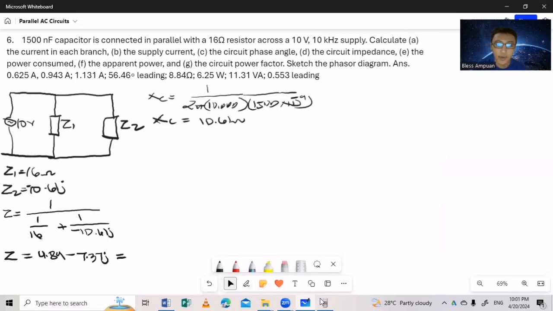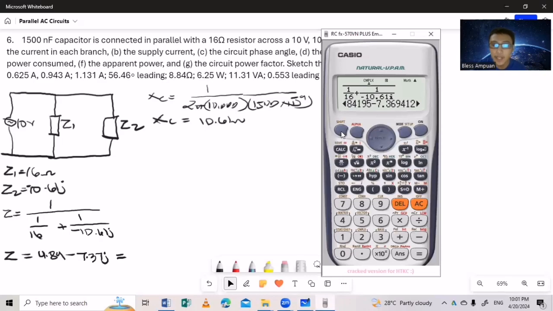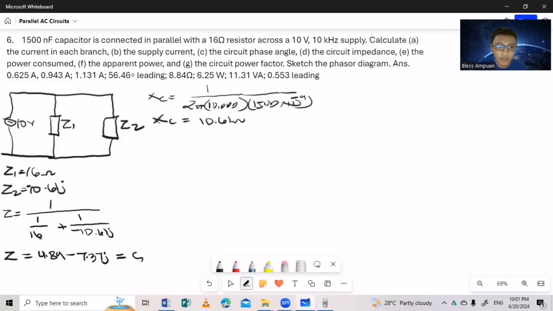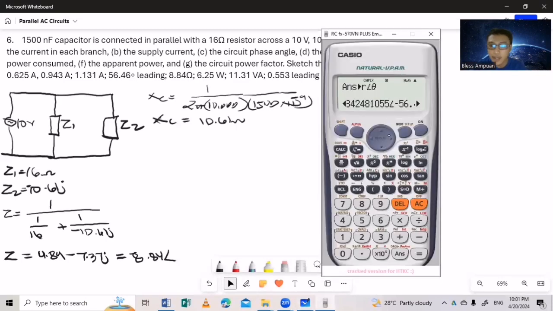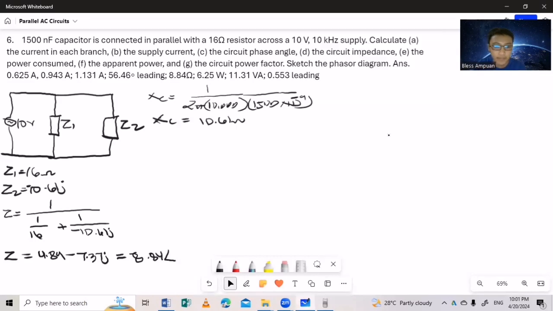So our total impedance now is here. This is in rectangular form, and our next step is to convert this into polar form. So we have 8.84 angle of negative 56.45 degrees. Okay.